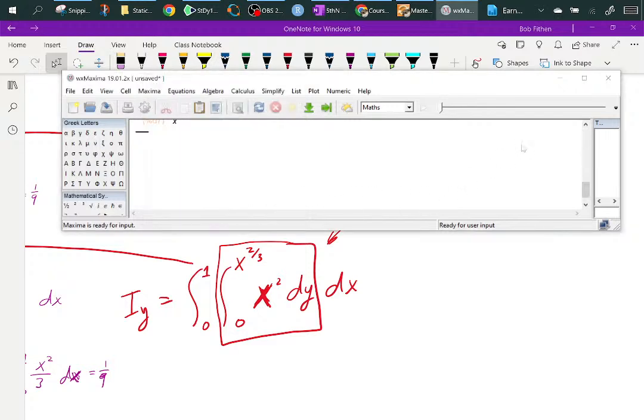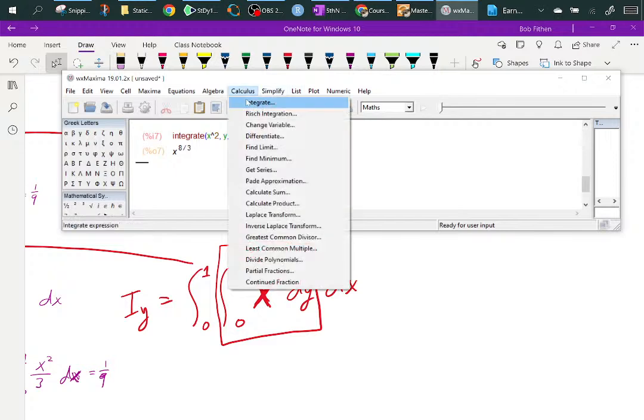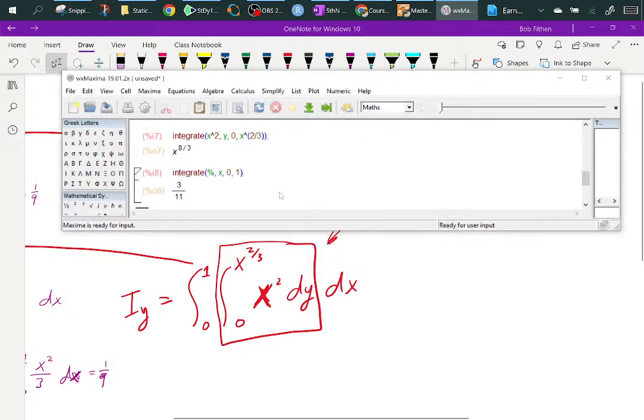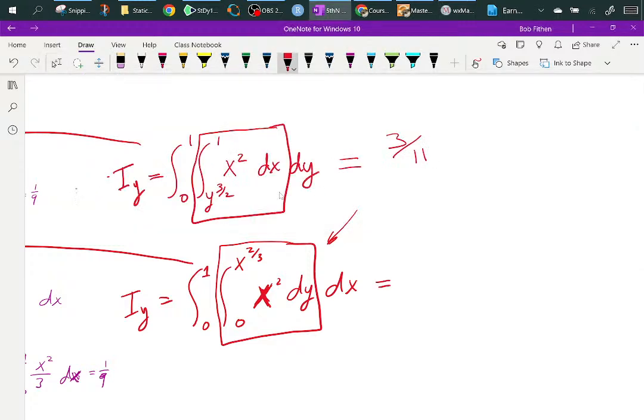Okay. Now, it's interesting. I get like 8/3 there. Now I'm integrating that. Okay, hang on. I'm going to integrate that. Percent means take the previous thing, which was x to the 8/3. I'm integrating with respect to dx right here, and I'm integrating definite integral from 0 to 1, and I get 3/11, which again is the correct answer. So we did that for those.